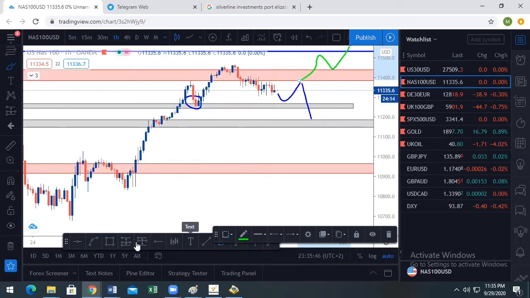Remember, we don't forecast where the market is going. We analyze to see where the market rejects, or we basically trade on rejections of the market. So that's one thing that we need to understand.